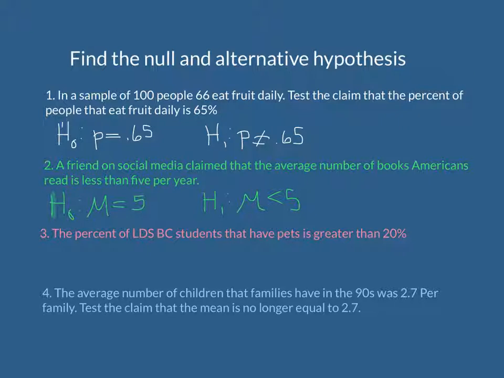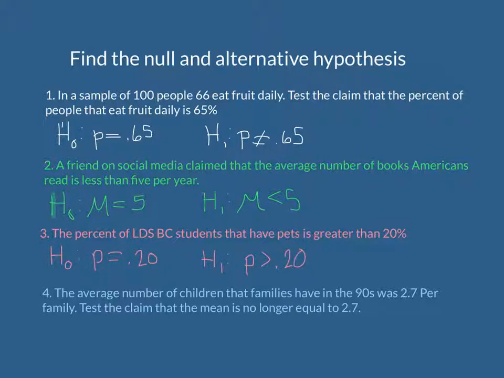For the next one, the percent of LDSBC students that have pets is greater than 20%. So that would mean that my null hypothesis is that my proportion has to equal 0.20. So then my alternative hypothesis is that my proportion has to be greater than 0.2.